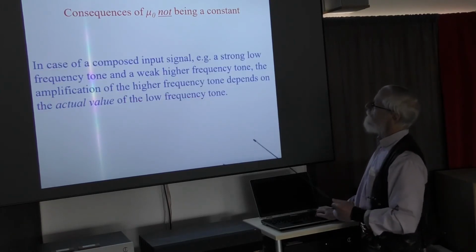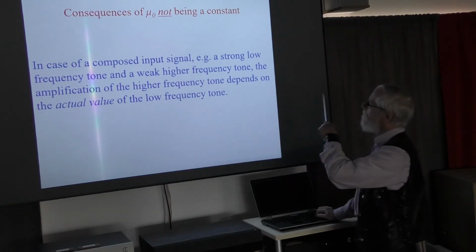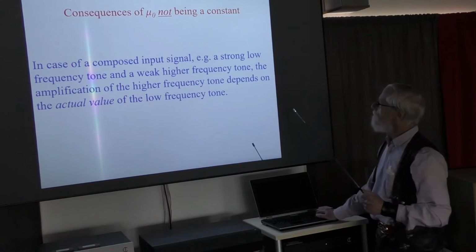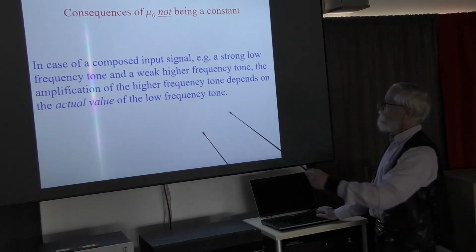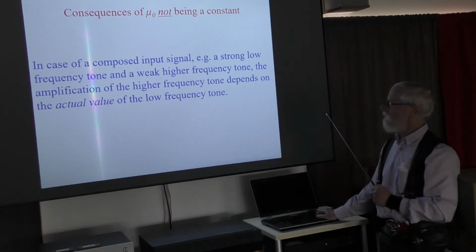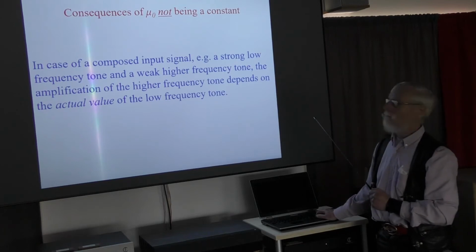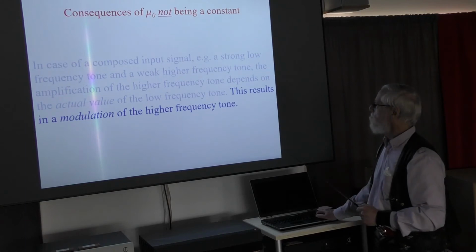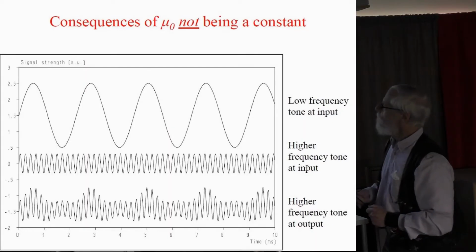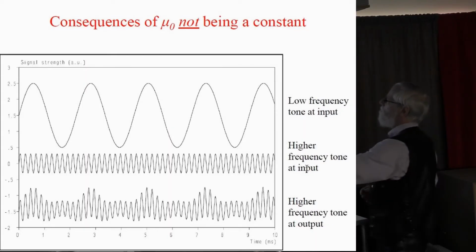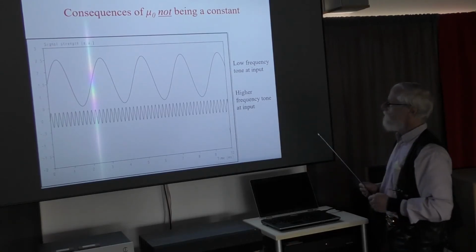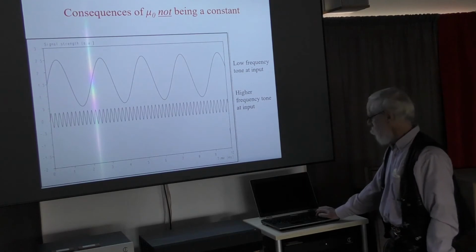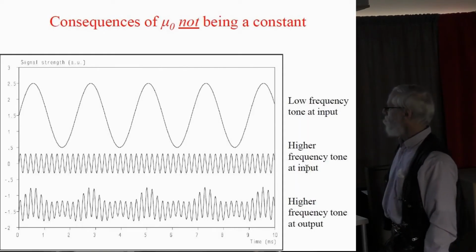Now if you look at a composite input signal, let's say a strong low frequency tone and a weak higher frequency tone, the amplification of the higher frequency tone depends on the actual value of the low frequency tone. This results in a modulation of the higher frequency tone. This is the input signal, this is the low frequency, this is the high frequency, and they both have a constant frequency and a constant amplitude. And this is the output for the higher frequency.